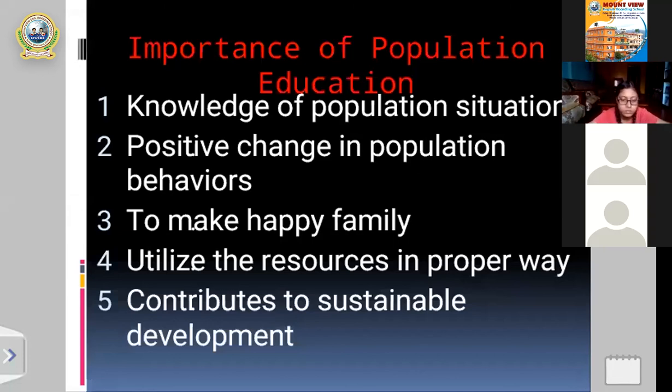Just as I told you, to create satisfaction, different factors are very essential, like health, education, transportation, and communication, and for that population education plays a vital role. So the proper use of resources is also one of the importance of population education, helping the proper utilization of means and resources. Okay, my dear students, and after that, the next importance of population education is that it contributes to sustainable development.